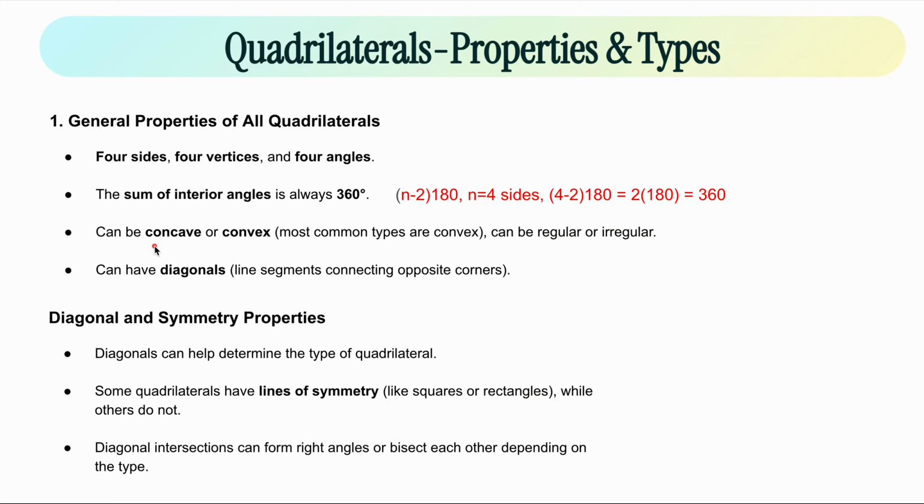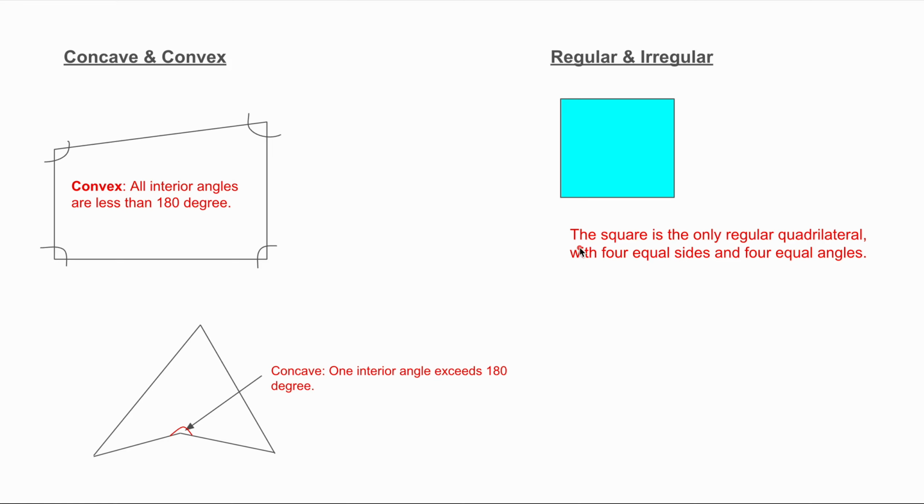A quadrilateral can be concave or convex. Most common types are convex, can be regular or irregular. What is the difference between a concave and a convex quadrilateral? A convex quadrilateral, all the interior angles are less than 180 degrees. All the interior angles, these ones here, are always less than 180 degrees.